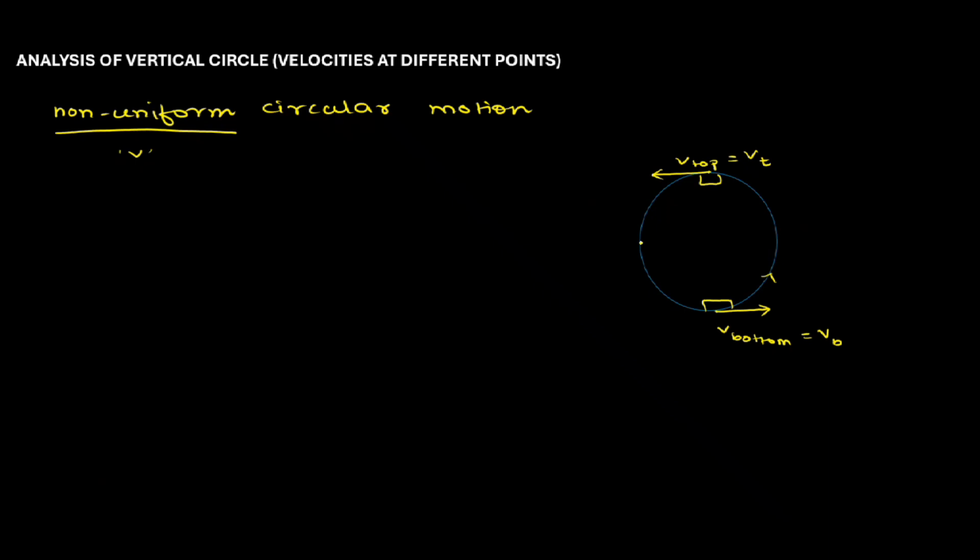And then we take these 2 points over here. I will call this v1 and this will be v2. We will find what the magnitudes of these velocities are. So let's start with the velocities at the top of the vertical circle.